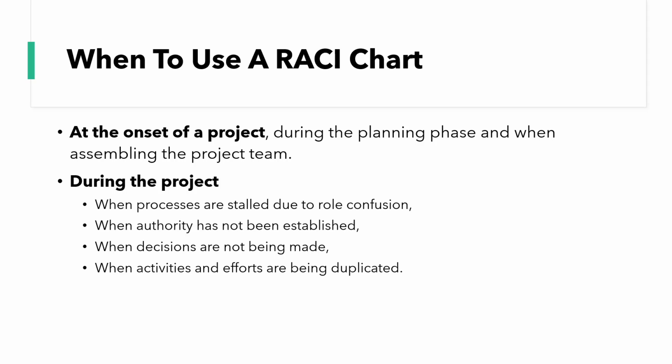And I've given 4 different examples. There may be others, contexts where they're useful, but they can be particularly useful if one wasn't created at the onset of the project, or you encounter some of these particular issues, such as processes are stalling due to role confusion, when authority has not been established, or when decisions are not being made, or even when activities and efforts are being duplicated. So just bear these in mind if you haven't set one up already, or you are thinking of doing so.